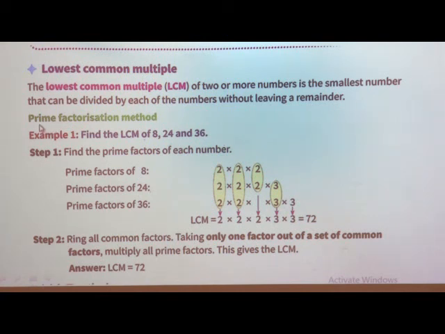Now we will find one example, that is the prime factorization method. Find the LCM of 8, 24 and 36. Now we are finding the LCM, that is the lowest common multiple. So we will go step by step. Find the prime factors of each number. Yes, what are the numbers? 8, 24 and 36. Prime factors of 8. How? What are the factors?